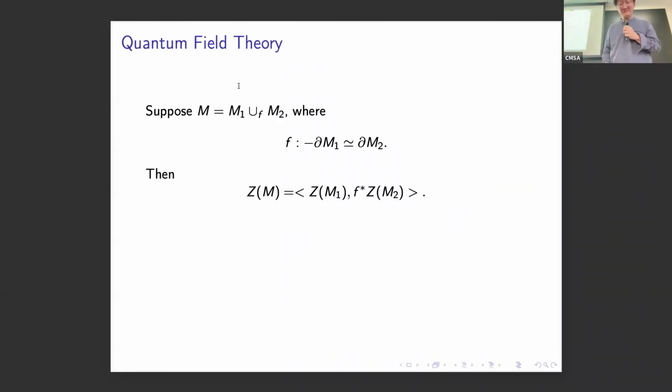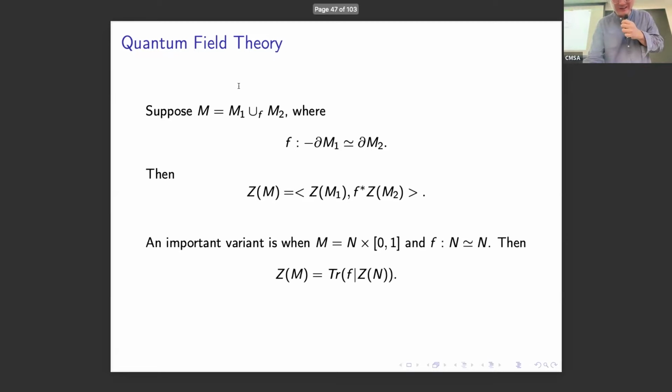Maybe a few other things I'll say are again very well known to most people here. If a dipole M is glued to those two pieces, the object that you obtain is a vector space of boundary by... A very important variant is product and interval, mapping cylinder.